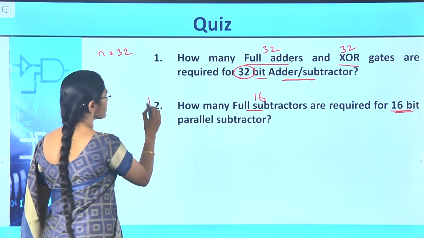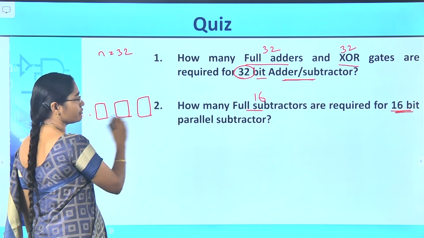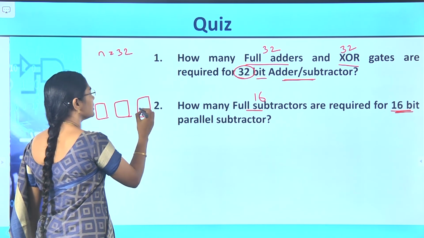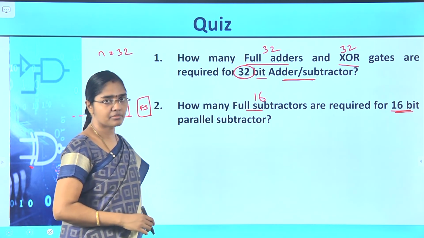How is that structure? Full subtractor, full subtractor, full subtractor, like that, all the full subtractors, full subtractor 1, full subtractor 2, like that. So, therefore, a total of 16 subtractors are required.